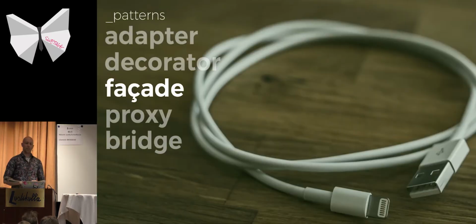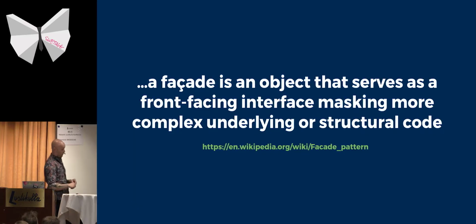Facade. This is funny because that's where most of your hands went down. Actually, no, sorry. Bridge was, but facade, there were a few hands as well. Facade is really, really simple. Promise you have done it. A facade is an object that serves as a front-facing interface masking more complex underlying or structural code. Once again, Wikipedia. Source of truth.